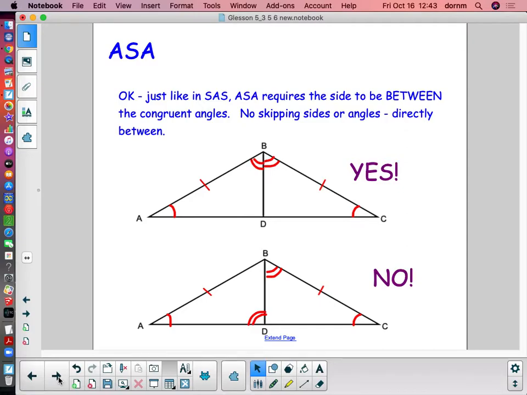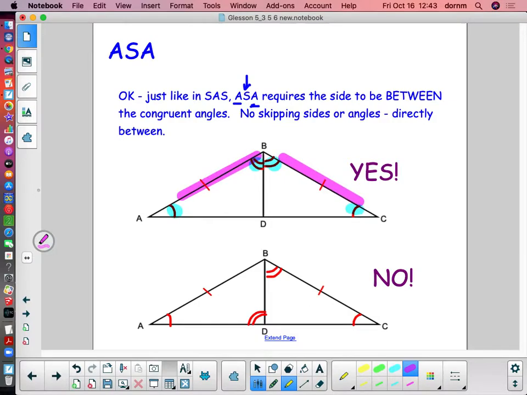Our next one is called angle side angle. Now, this is very similar to side angle side in that, again, in angle side angle, the side is between the two angles. So now we have two congruent angles, and the side between them, the side that connects those two angles. And as long as all those corresponding parts are congruent, then the triangles are congruent.